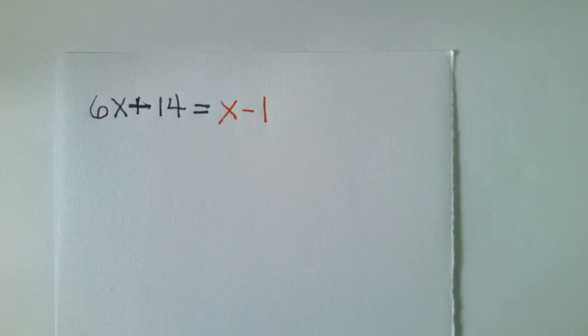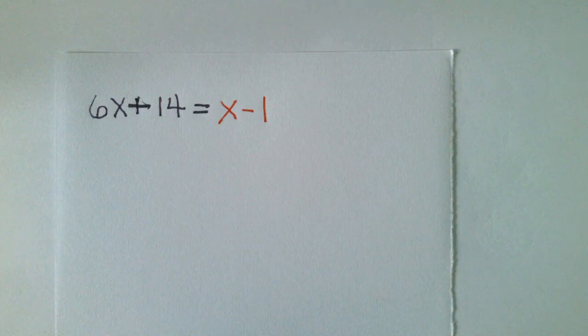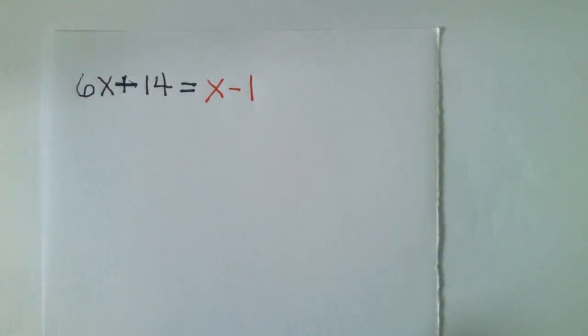So, what do you think will be my first move? What should I do first to solve this? Okay, Hatfield is talking about we can subtract the 14. Or you can add the 1. We can get the x's on the same side. Okay, so let me do this multiple ways.